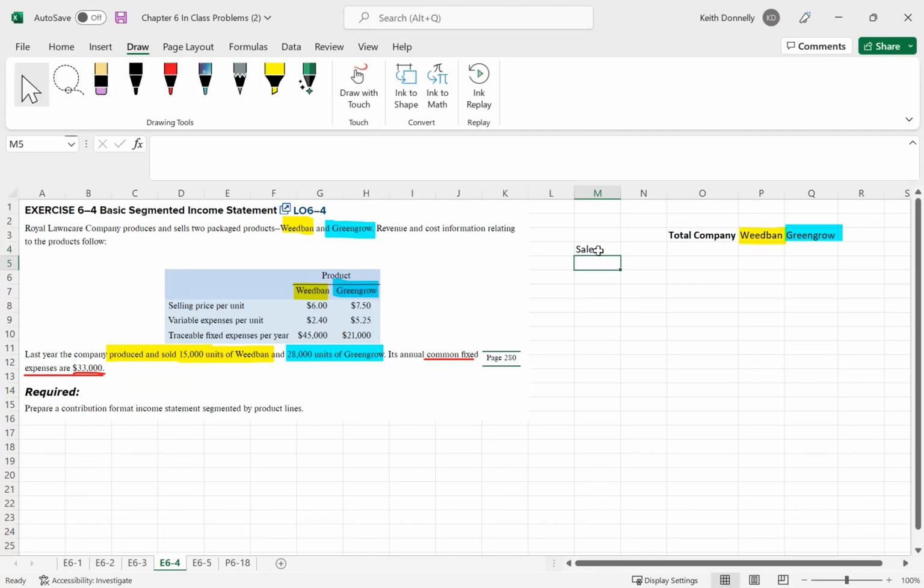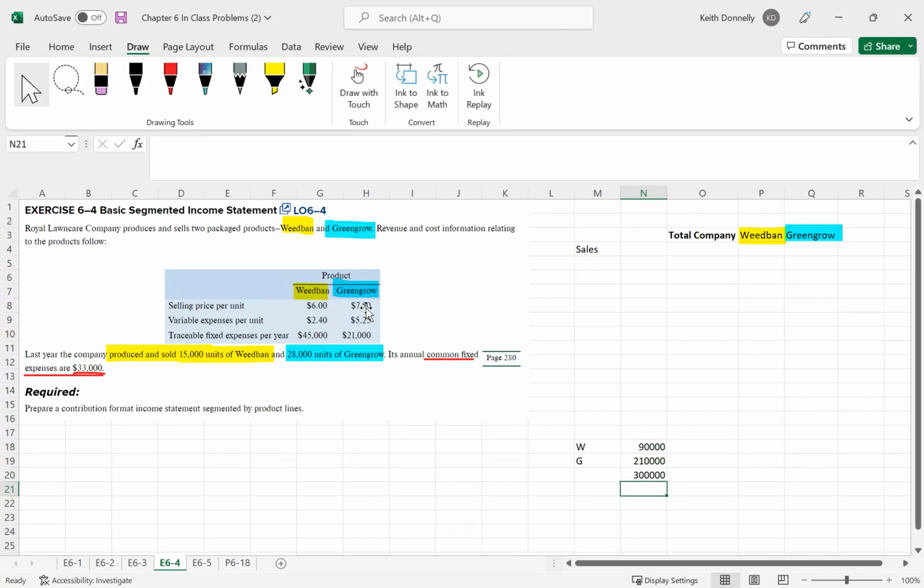So we kind of have to quantify this a little bit, right? We got some from the Weed Ban and the Green Grow. So if we go over here, for the Weed Ban we sold 15,000, so it's going to equal 15,000. And if we look at the facts for it, they sold it for $6 a pop. Green Grow, the blue guy, it looks like they sold 28,000, and that was for $7.50 a pop.